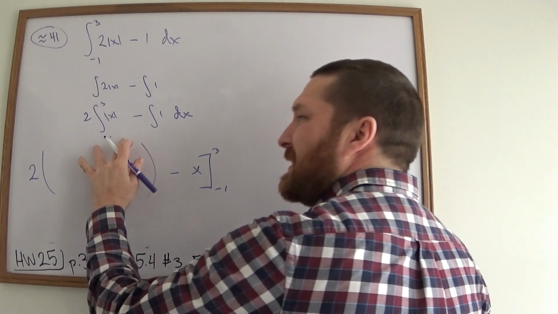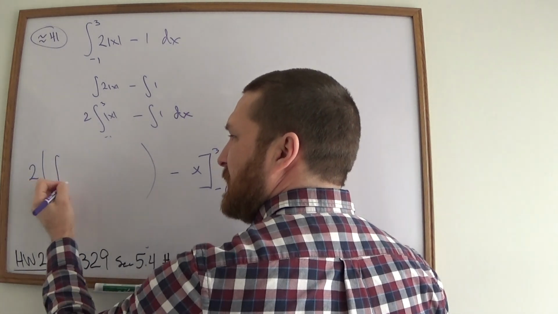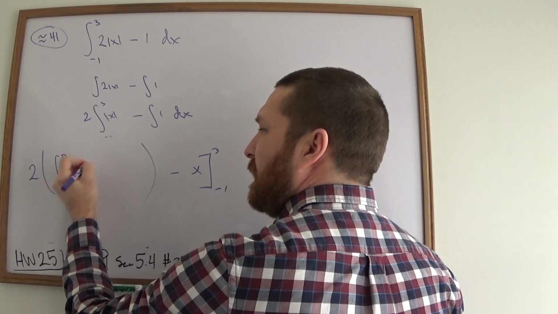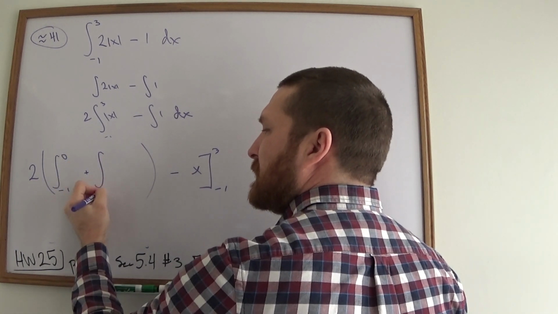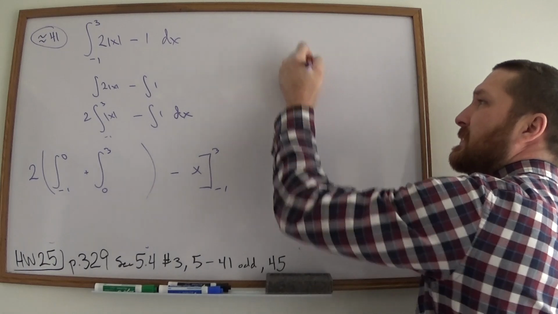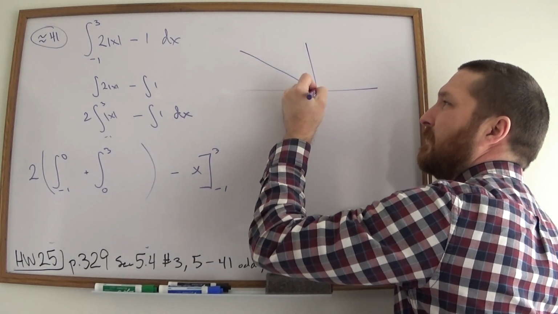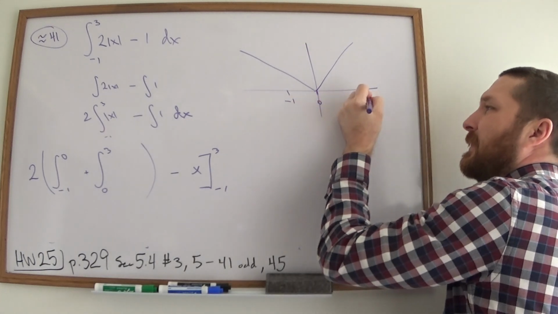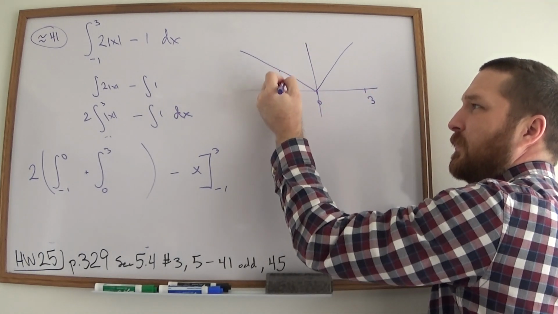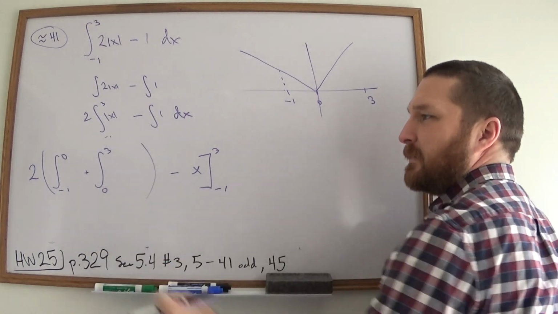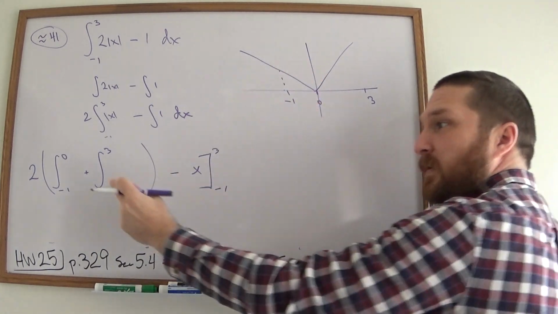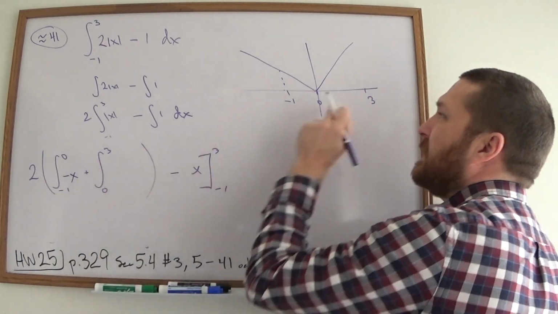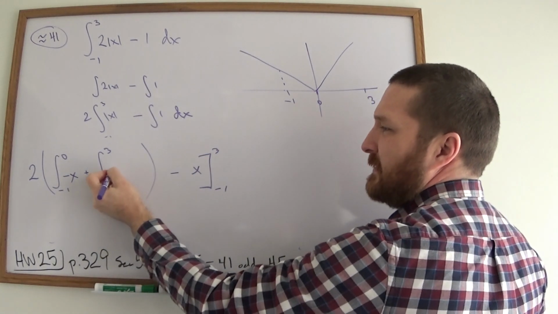So this thing is the same as integrating from negative 1 to 0 and then integrating from 0 up to 3, because this is the picture I have in my head. Where they're two different functions, I'm just going to split them into two different integrals. Over here the function is negative x, and over there it's just positive x.